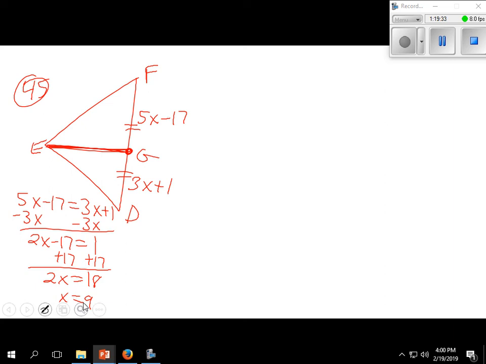What did they ask us to find? They say find x. So they just wanted us to find x. Our answer for this one is x equals 9. I have two blanks here. I'm not sure why. Just ignore the second blank.